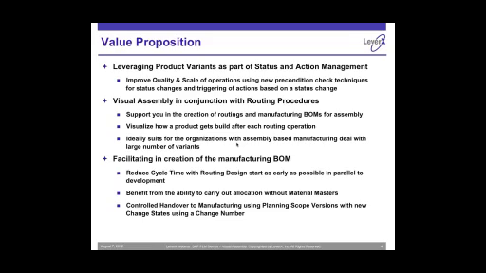First, the value proposition, leveraging product variants as part of status and action management. The whole idea here is to improve quality and scale of operations using new preconditions, checks, and techniques for status changes and triggers of actions based on status change. What that is trying to say is the ability to define certain checks that the information and the process must complete before the status of a particular item can be changed. So if you will, a kind of pre-check before an action can be executed.